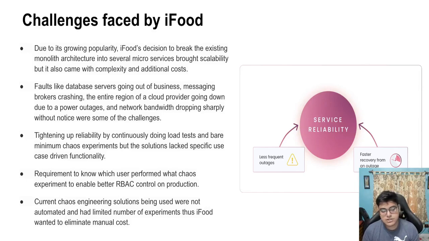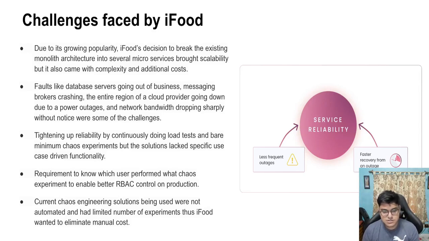So they also had the requirement to know which users perform what kind of chaos to enable better RBAC control on production. Chaos testing requires an amount of responsibility when you're doing it. If they're doing it on production, or on a specific environment, and something goes horribly wrong because of a specific chaos experiment, they would like to know which user performed what experiment, what was the scale of it, and what exactly it targeted. They wanted to know which user performed what and enable better RBAC controls.